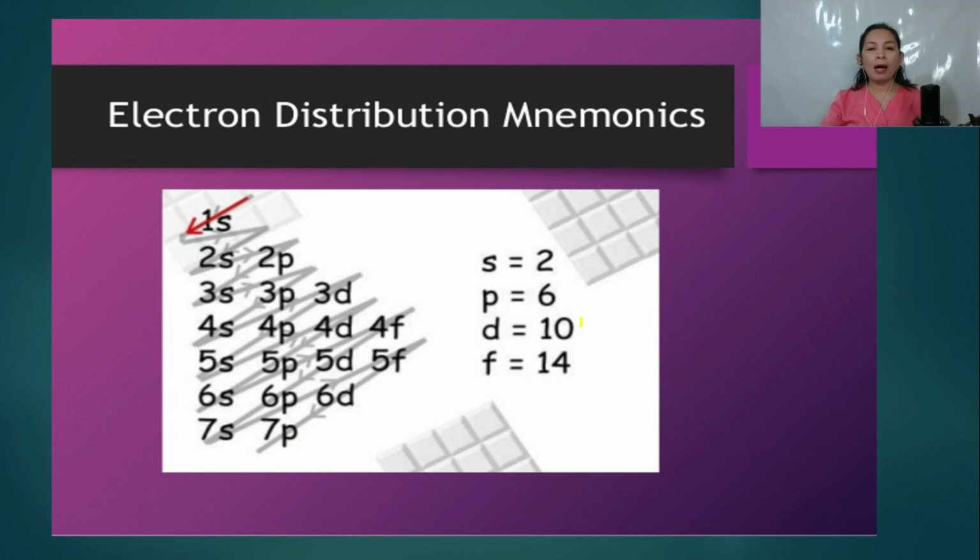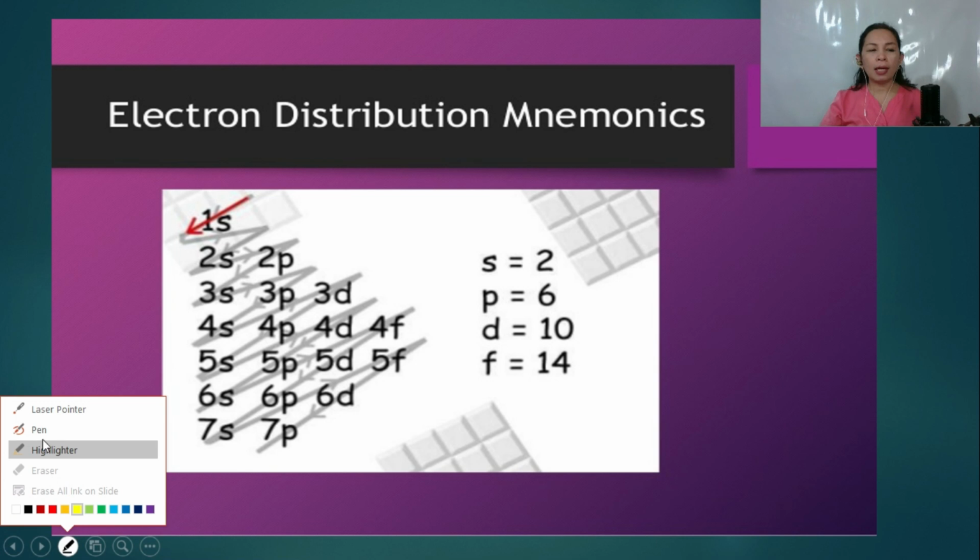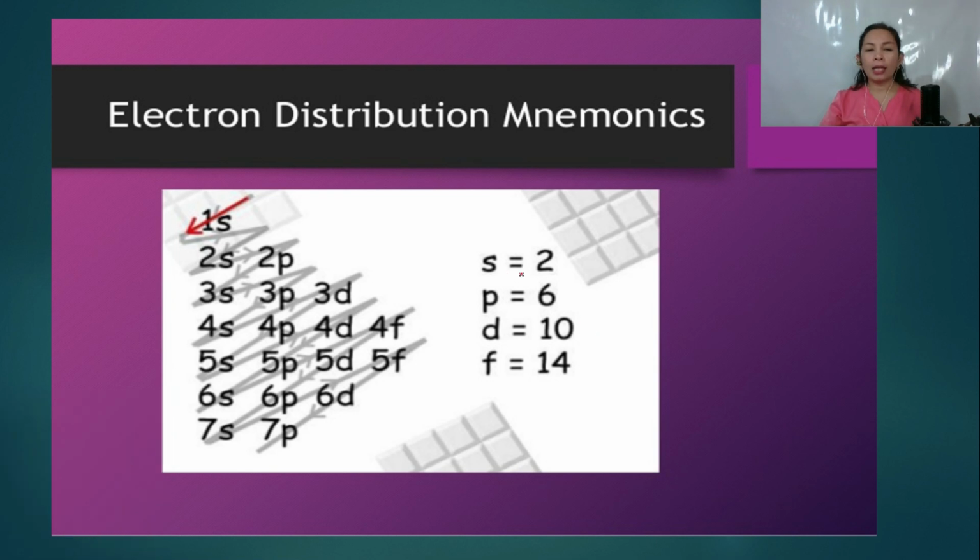Now, in filling up the orbitals, we need to consider the total electrons that can occupy each orbital type. In s, it can be less than or equal to 2, p less than or equal to 6, d less than or equal to 10, and f less than or equal to 14. We only use less than 2, 6, 10, or 14 if a particular configuration is the last configuration. Do you understand, class?